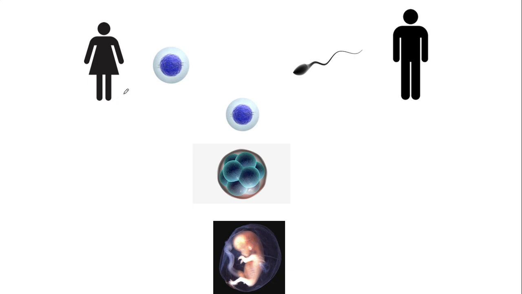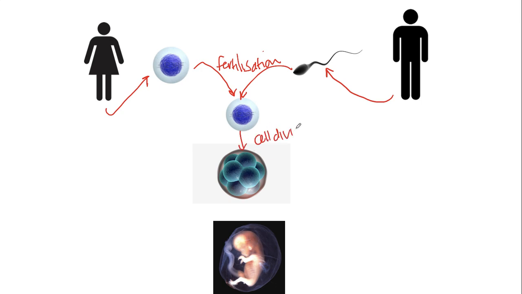Okay, so this is just a little summary. We've got the egg cells being released by the female. We've got sperm cells being released by the male. They combine and fuse together, and this process is called fertilisation. And then after fertilisation, we've got cell division. So this is a zygote, which is produced after fertilisation. Cell division, and we have an embryo.